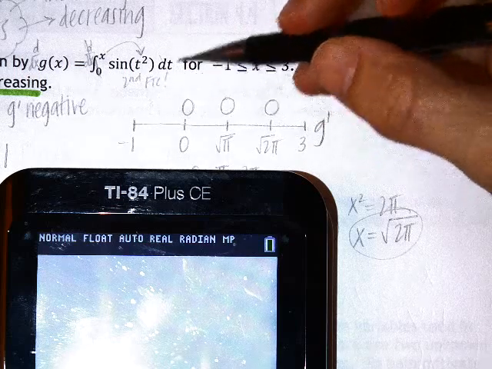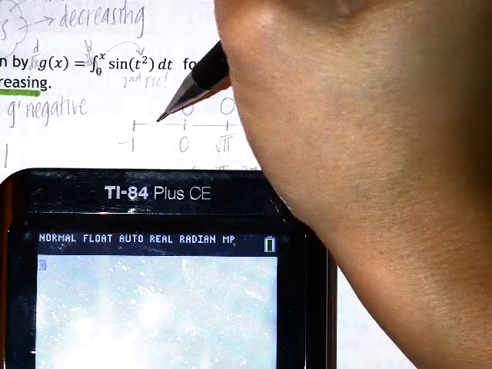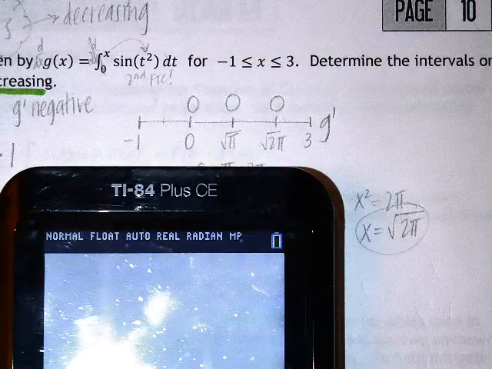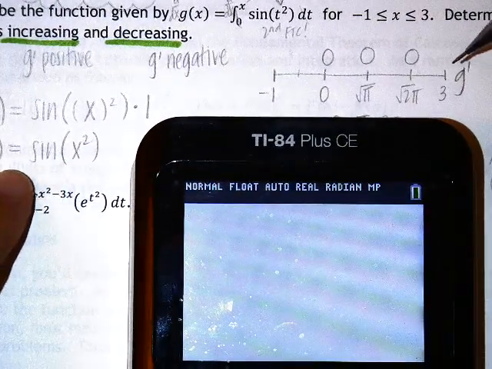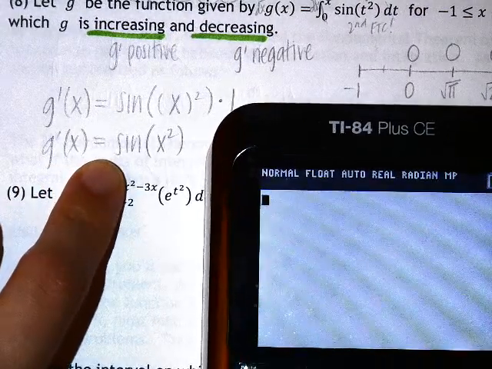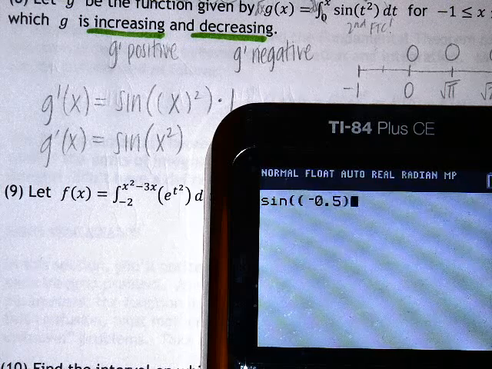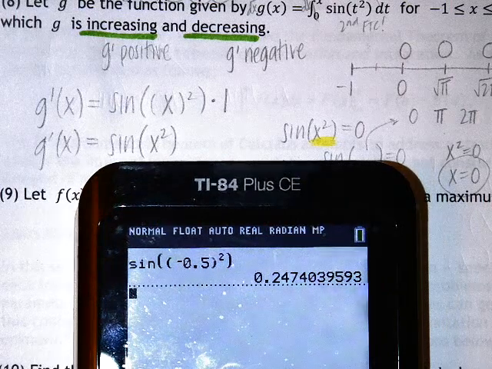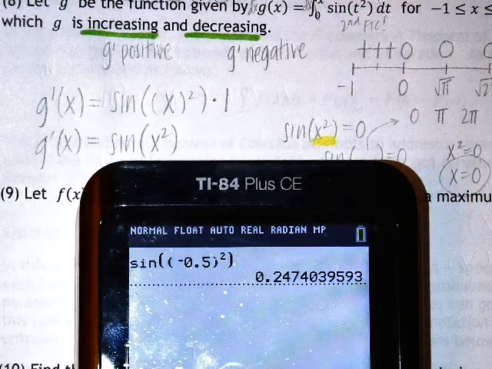Even if it's a decimal, who cares? At this point, let's just make sure we understand what we're doing. So pick a test point between -1 and 0, say like -0.5. I would plug that test point into g prime, because remember I'm testing g prime, so I need to look for signs in g prime's equation. The g prime equation was sine of x squared, so I have sine of, and then -0.5 is my test point, squared. I get a decimal, but I don't care. It's a positive number, so I know that that section of my line chart has plus signs.